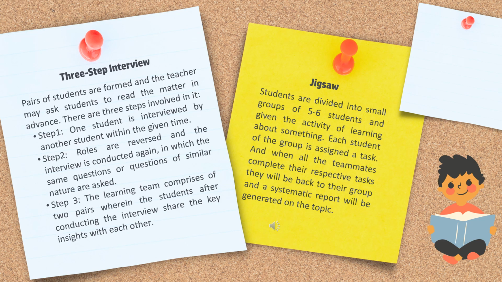Sixth is the jigsaw technique. Students are divided into small groups of 4 to 5 students and they are given an activity of learning about something. Each student of the group is assigned a task, and when all the teammates complete their respective tasks, they come back to their group and a systematic report is generated on the topic.